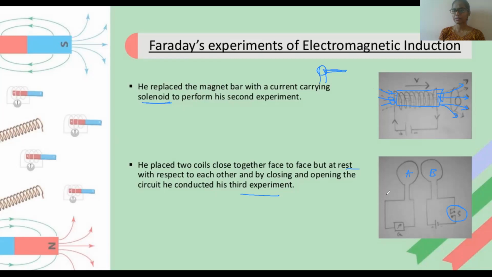He used two coils, one with respect to the other, and conducted the experiment with a source on one and a galvanometer on the other. In part A, there is no current; only coil B passes the current. Because the current in B is going to induce a current in A. How? He is going to explain that in the third experiment. I hope this is clear, children.